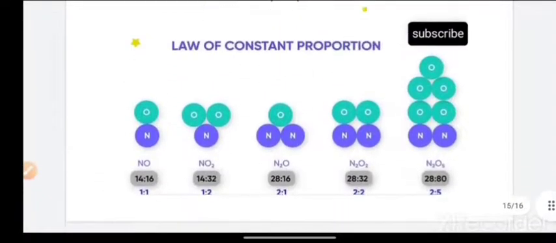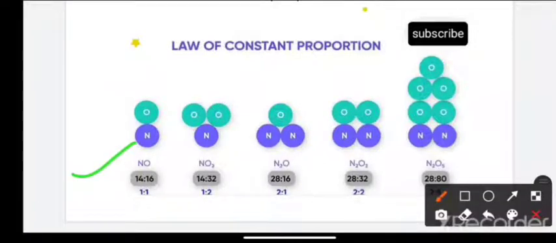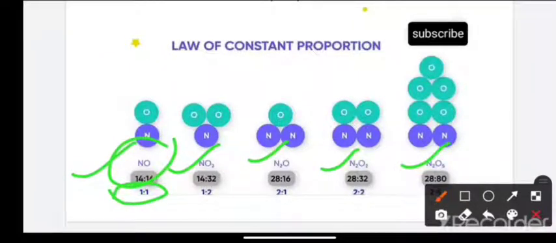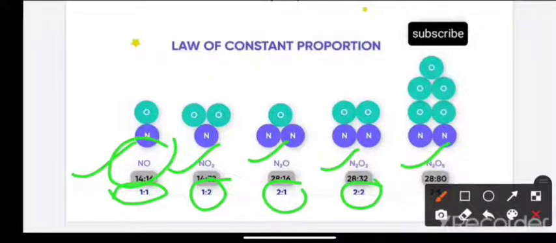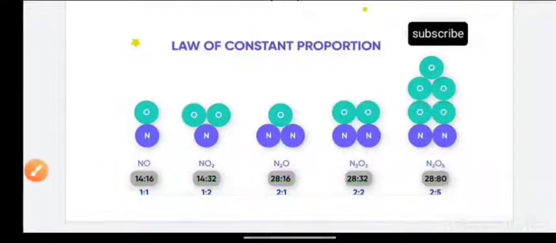Here is one example. First one is NO, nitrogen oxide, then NO2, N2O, N2O2, N2O5. Here the nitrogen to oxygen ratio is 1:1. Nitrogen to oxygen ratio is 1:2. Then N2O is 2:1. N2O2 is 2:2 ratio. N2O5 is 2:5. Their masses: in NO, the mass of nitrogen is 14 and the mass of oxygen is 16.